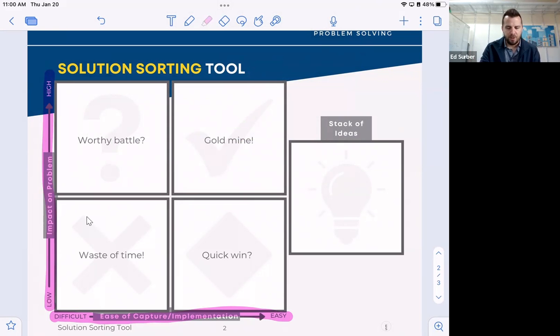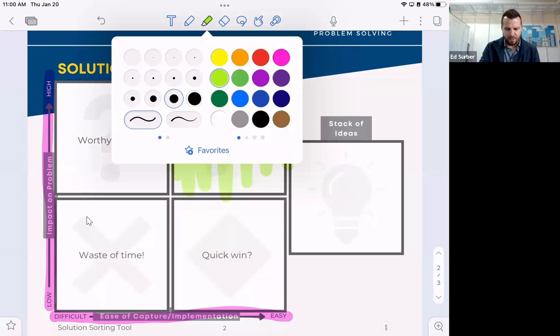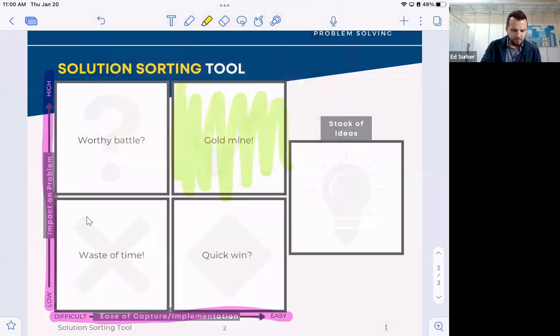So anything that falls in the upper right-hand quadrant, these are what we call the gold mines. They're easiest to do, and they have the highest impact on solving the problem that we've been trying to solve. The next category we would call worthy battles. I put these in yellow because we probably want to work on these, but we would work on these after we work on the gold mine ideas.